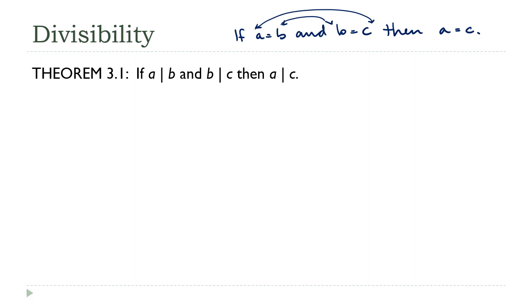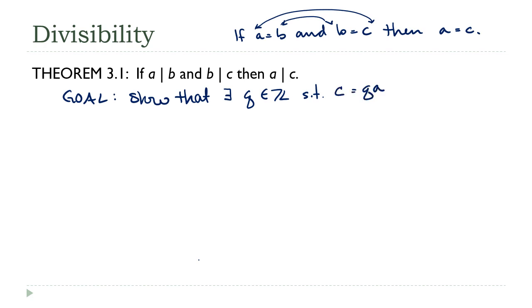All right, so I want to start this off by focusing on where we want to end. What I want to show is that A divides C. And think about what our definition says. What does it mean for A to divide C? Well, this is going to be our goal. Show that there exists, let's use Q, an integer Q such that C is equal to Q times A.